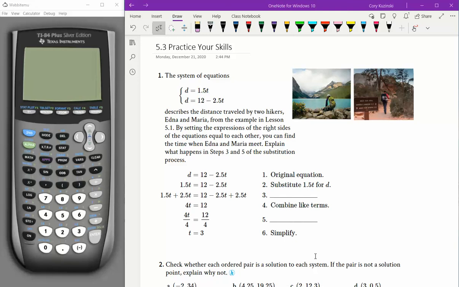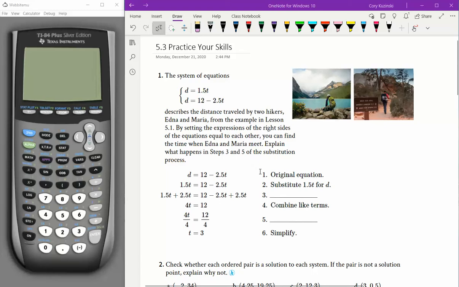We've got 5.3 practice your skills solutions here, dealing with the substitution method of solving linear systems. Here we go. So we got the system of equations. It describes the distance traveled by two hikers, Edna and Maria, from the example in lesson 5.1. By setting the expressions on the right sides of the equations equal to each other, you can find the time when Edna and Maria meet. Explain what happens in steps 3 and 5.